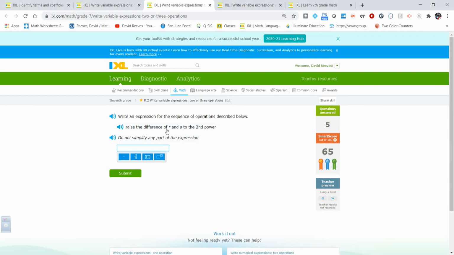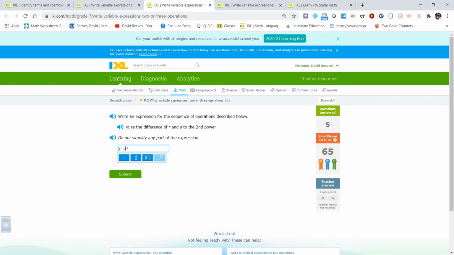All right, raise the difference of r and s to the 2nd power. Difference means to subtract, right? So I have r minus s. And again, I'm going to put it in parentheses because that's subtraction, right? And then I'm going to raise that to the 2nd power. So do you see why I have to put parentheses? If I didn't put parentheses there, then that would just be s to the 2nd power. It'd be r minus s to the 2nd power.